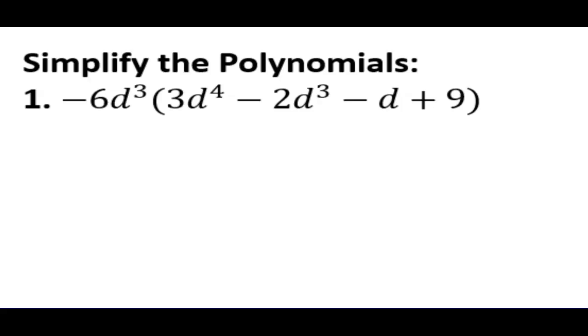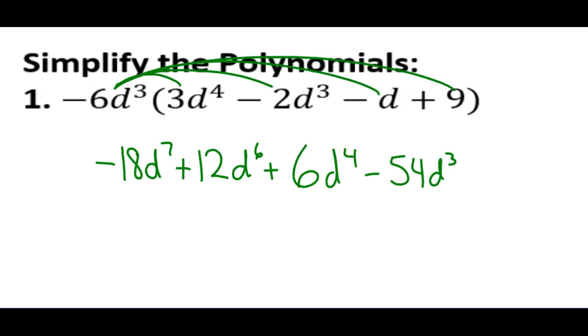So do number 1, come back, check your answer with mine, and see if you get the same answer. Okay, if you did this correctly, you should have got negative 18d to the 7th because you did negative 6 times 3 is negative 18. You added your exponents, so you got 7. Positive 12d to the 6th because negative 6 times negative 2 is positive 12. And then you're adding your 3's. Positive 6d to the 4th and negative 54d cubed.